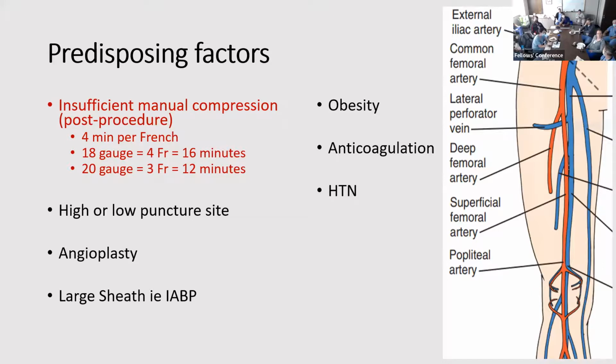So the rule of thumb that I was taught, there's no data that I've seen for this, but this is what I was taught when I was a fellow: 4 minutes per French size. So if you have an 18 gauge, that's usually the size of our femoral arterial lines, that's a 4 French. So you should have at least 16 minutes of manual compression.